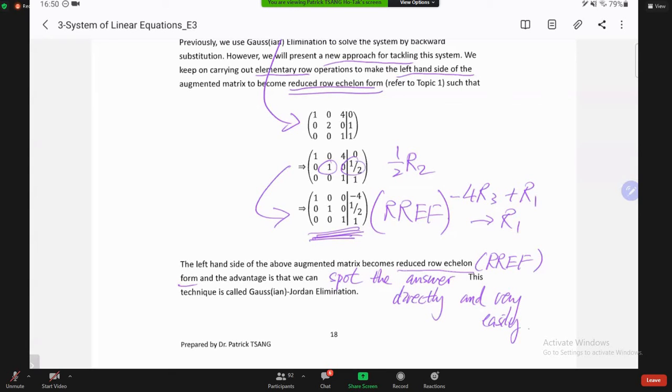Now you can tell that for the first system, the variable x11 equals -4, the second variable x21 equals half, and the last one x31 is 1, right? So let me repeat, why we want to take quite a number of steps until RREF: because we would like to see the solution directly and very easily, right?